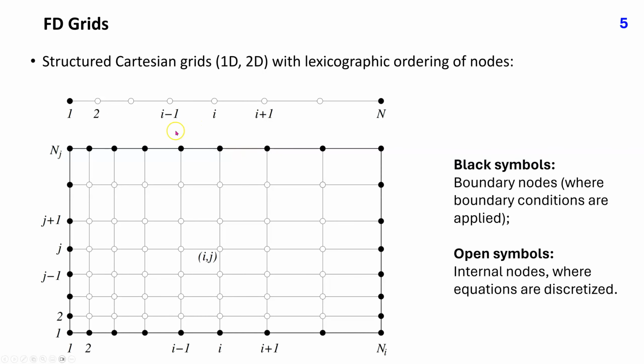This plot shows examples of a one-dimensional and a two-dimensional structured grid suitable for application of finite difference methods. The grids are non-uniform, expanding in x and y direction. Black symbols denote boundary nodes where boundary conditions are specified. Open symbols denote internal nodes where transport equations are discretized. The location of each grid node is uniquely defined by indices: i in x direction, j in y direction, and k in z direction, which is not shown in this plot.